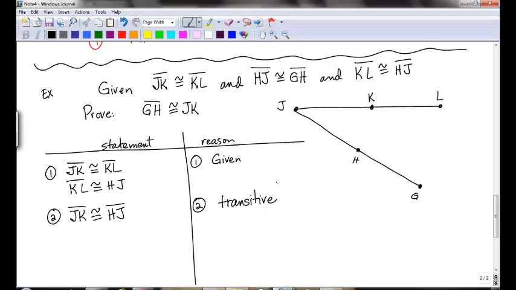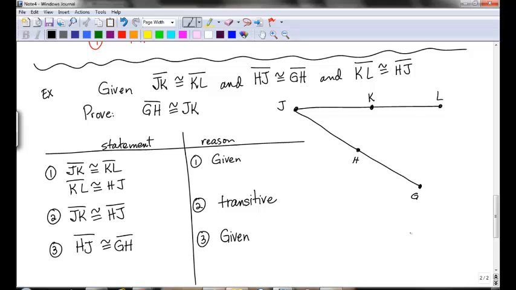Then on the next line, the author has HJ. Look back up here at the given. Which one did I leave out? This one's there, and this one's there. So I need this one. I need the other one in the middle. I left it off. So HJ is congruent to GH, those segments. So that's still given.